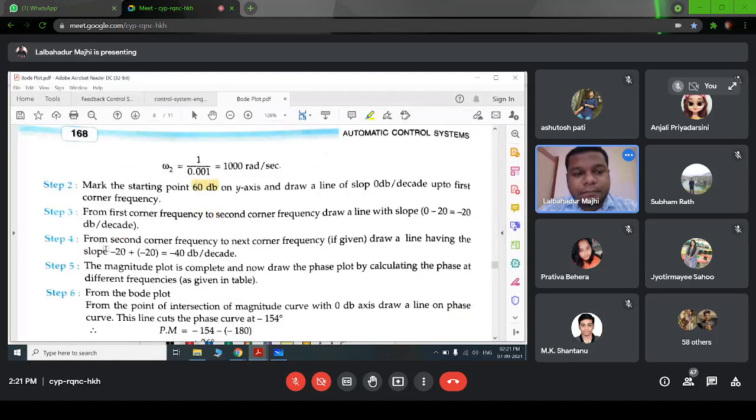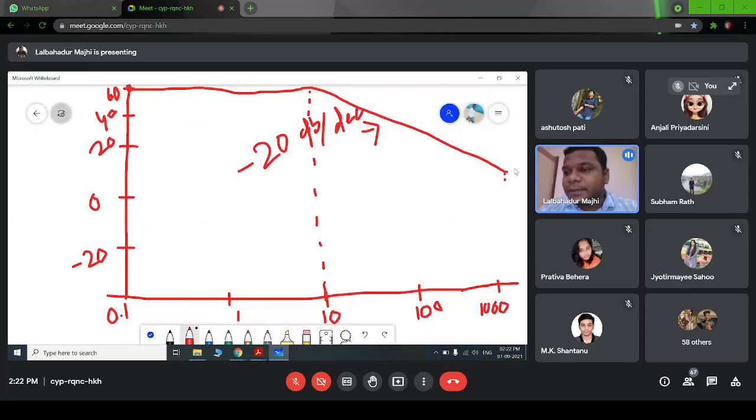Similarly, from the second corner frequency to the next corner frequency, if given, we have to draw a line having a slope of, earlier it was -20, so we have to add another -20, so it will be -40 dB per decade up to the next corner frequency. If it is not given, then we have to just leave it, because we don't know the next corner frequency.